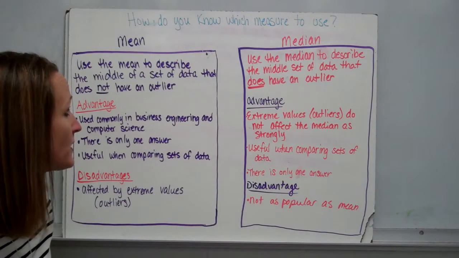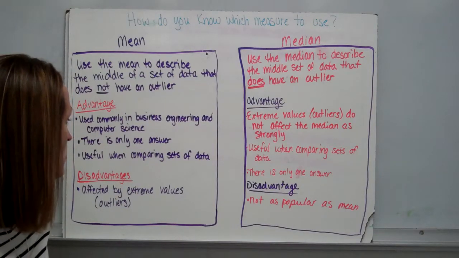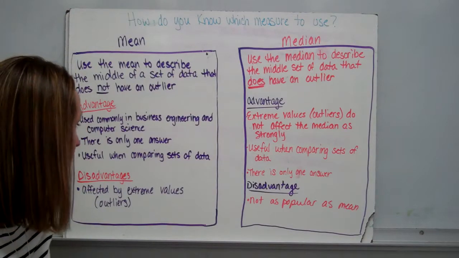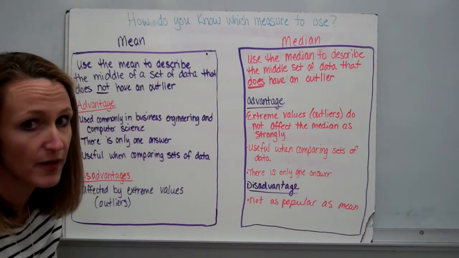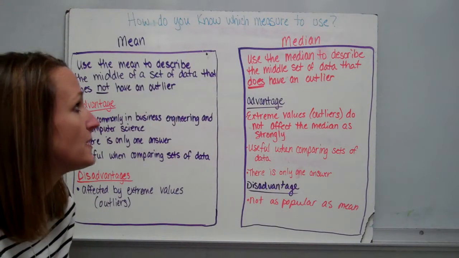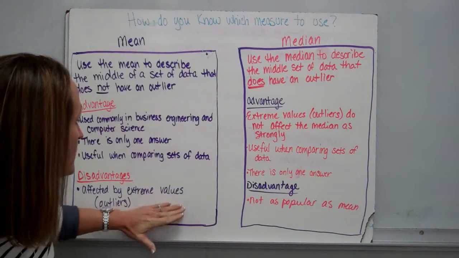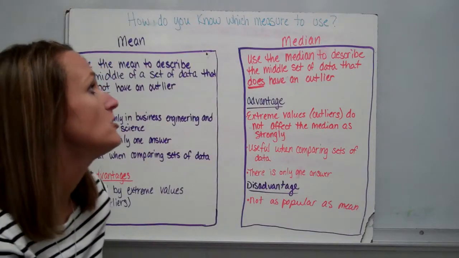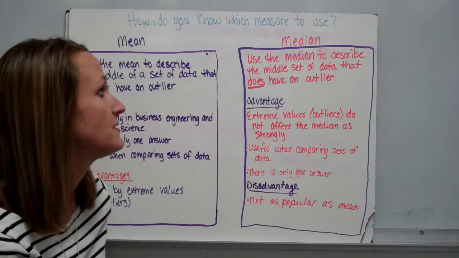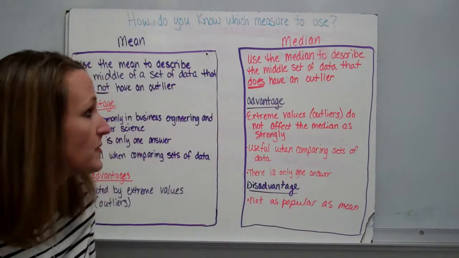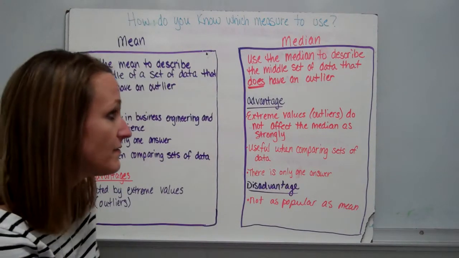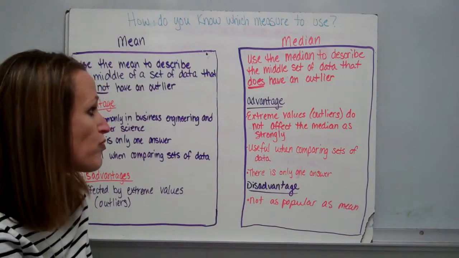And it's useful when comparing sets of data. A disadvantage, and this is a major disadvantage, is that it can be swayed and really affected by extreme outliers. So what about the median? You don't want to use the mean if you have a big outlier. You would want to use the median to describe the middle of the data if there is an outlier. Advantage: extreme values, such as outliers, do not affect the median as strongly.